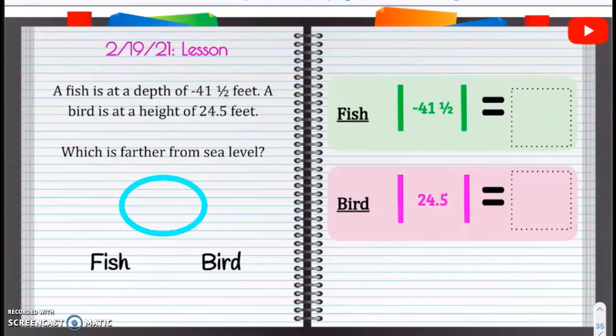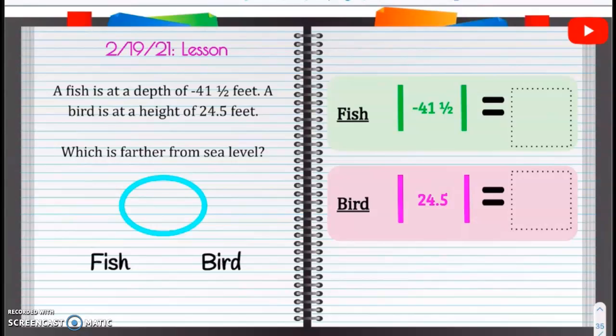All right, our lesson. A fish is at a depth, meaning deep into the sea, of negative 41 and 1/2 feet. A bird is at a height of 24 and 5/10, or 24 and a half feet, which is farther from sea level? All right, so from sea level, one way that we can do this is find the absolute value and see which is farther.